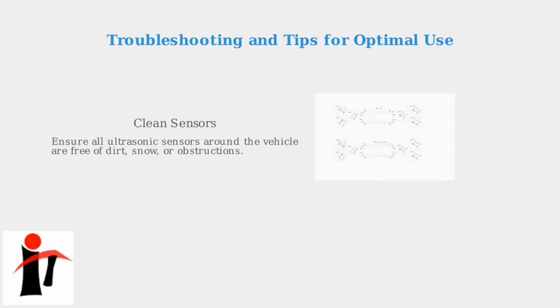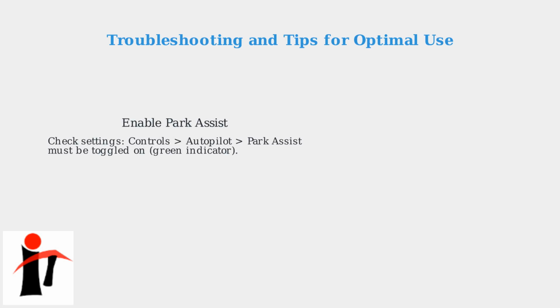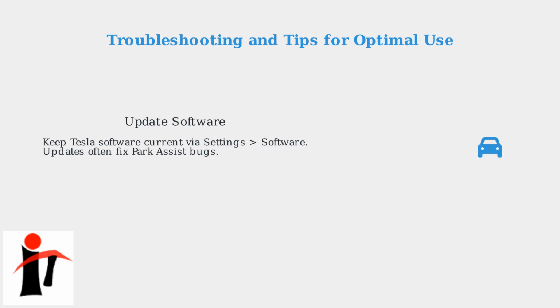If Park Assist isn't working properly, start by checking that all sensors are clean and free of obstructions like dirt or snow. Next, verify the feature is enabled in your Tesla settings under Controls, Autopilot, and Park Assist. Keep your Tesla software up to date, as updates often include improvements and bug fixes for Park Assist.